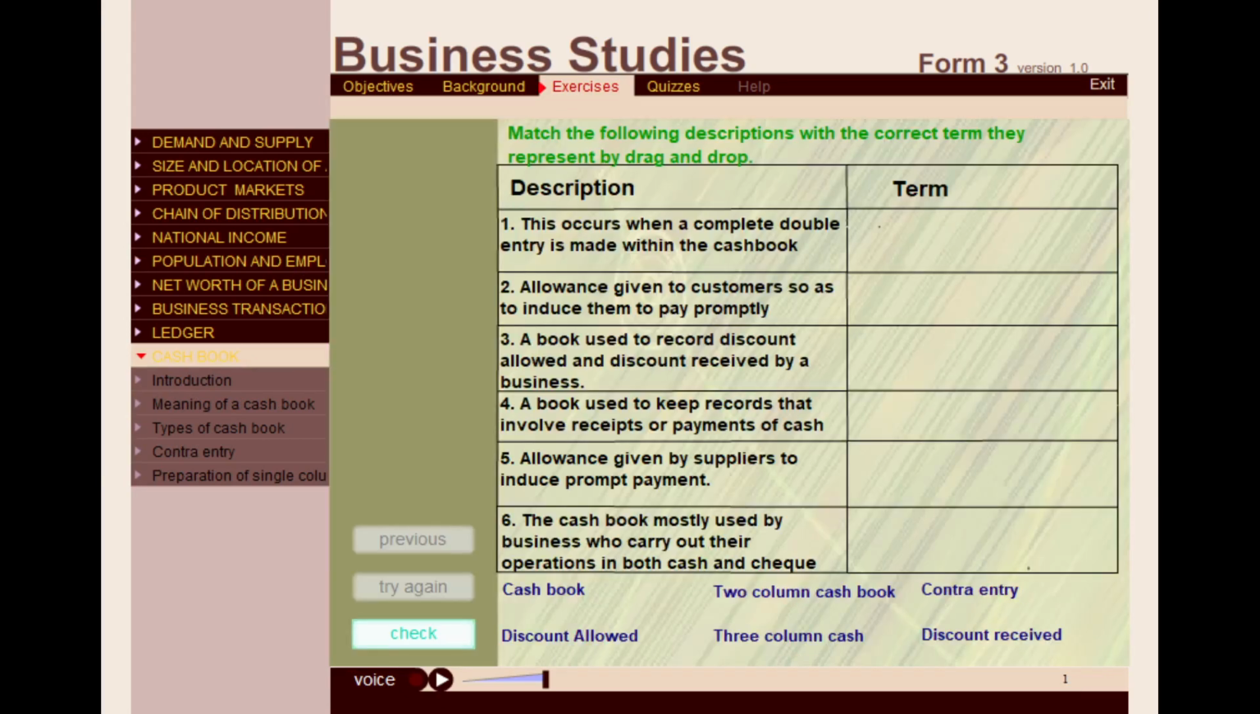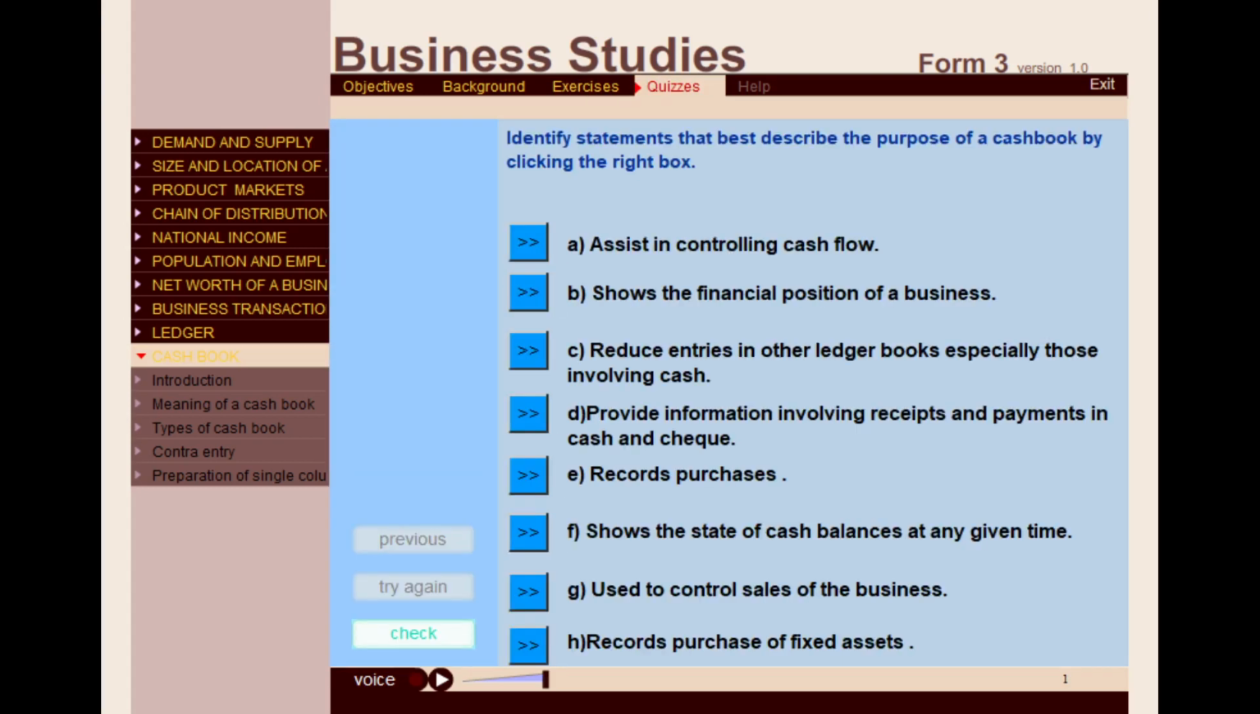Exercises. Match the following descriptions with the correct term they represent by drag and drop. Quiz. Identify statements that best describe the purpose of a cash book by clicking the right box. Click on the box below that corresponds to the correct answer.